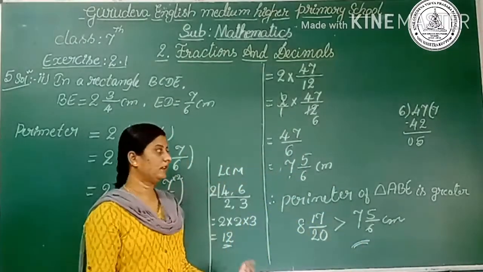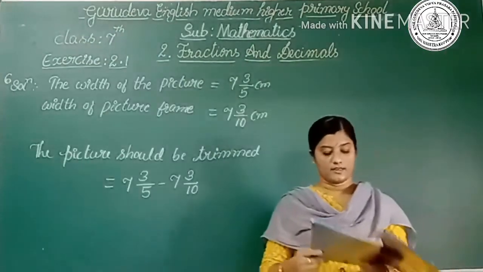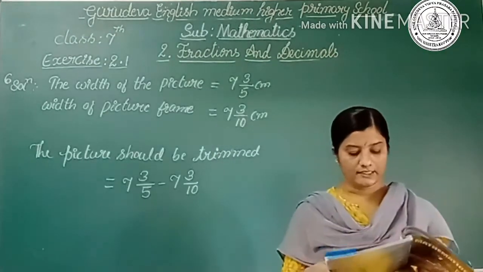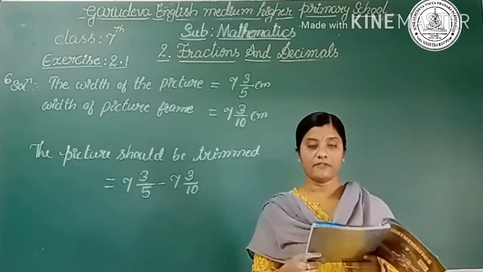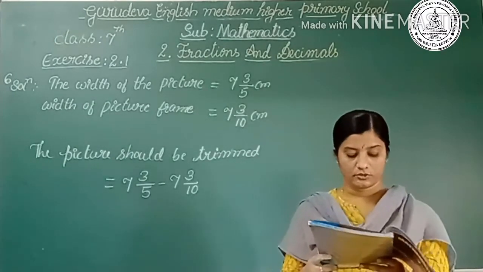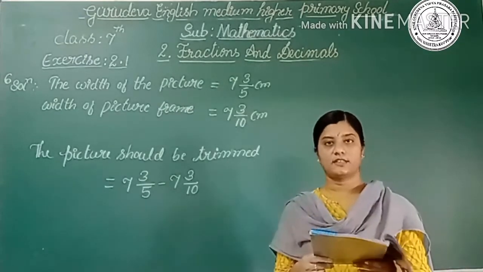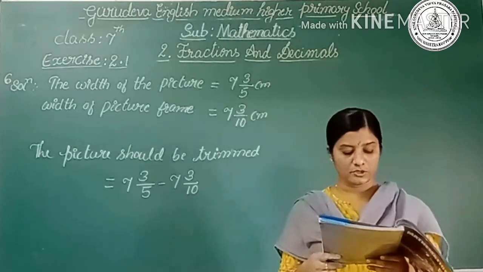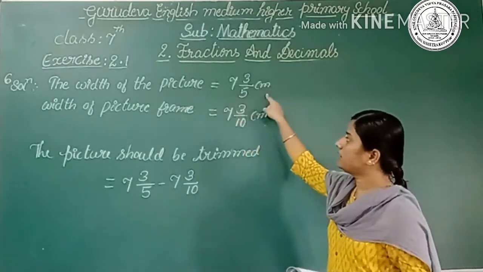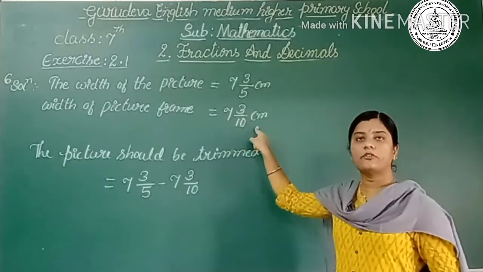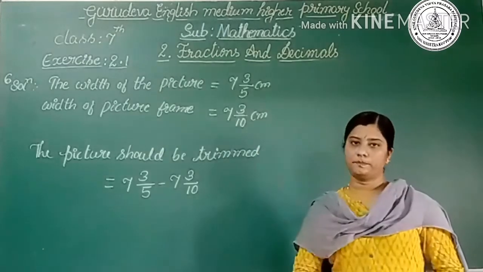Is it clear? Yes. Then let's go to the sixth question. The sixth question is: Salim wants to put a picture in a frame. The picture is 7 whole 3 by 5 centimeter wide. To fit in the frame, the picture cannot be more than 7 whole 3 by 10 centimeter wide. So how much should the picture be trimmed? Here the width of the picture is greater than the width of the picture frame. So how much do we want to trim the picture?